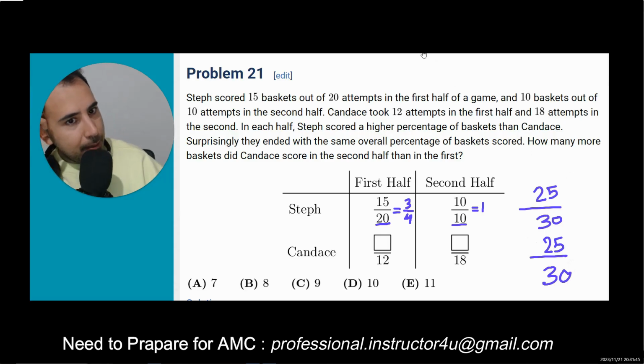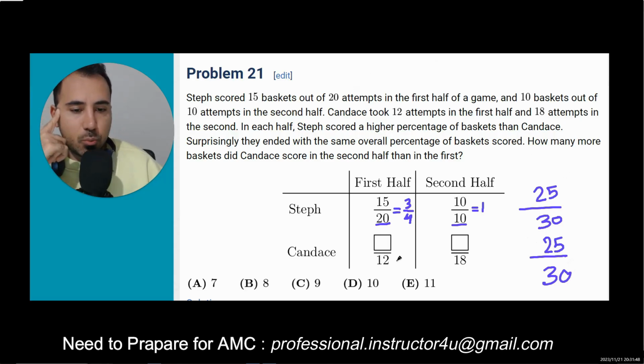So for example, from here you just have to try out different numbers, trial and error. I'm asking you, is it possible for this person to score 19 out of 18? A joke, right? Impossible. Is it possible for Candice in the second half, from 18 shots, to score 18? It's possible, but the question says that Steph has scored a higher percentage of baskets than Candice in each half. So this 18 is not allowed. What is the next number to try?